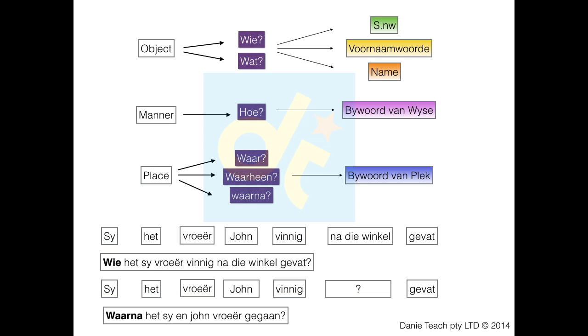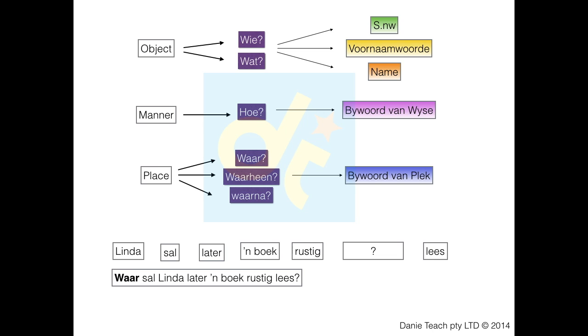And your answer is obviously na die winkel, which is very nice to note, because if they give you a question word for place like waar plus a preposition, waarop or waarin, waarby, it is almost definitely pointing to a position in whichever way your sentence is happening. Waar sal Linda later 'n boek rustig lees? And this is your easiest one. I mean, you literally again look for the preposition: by the school. That must be your answer.